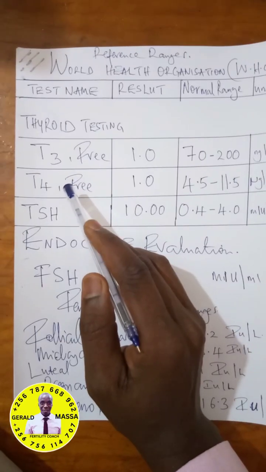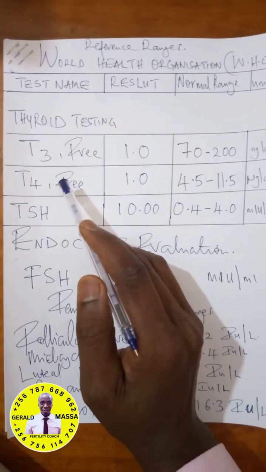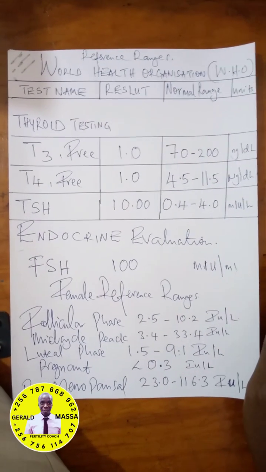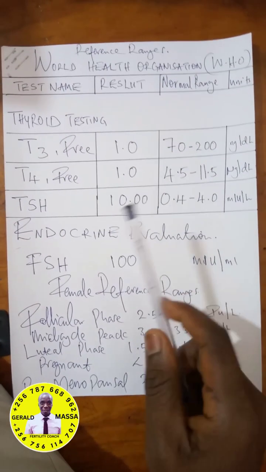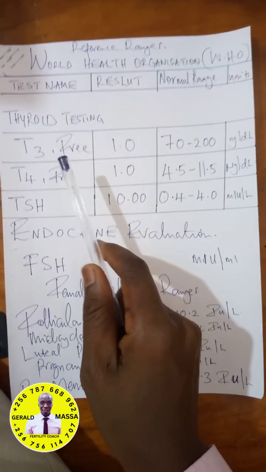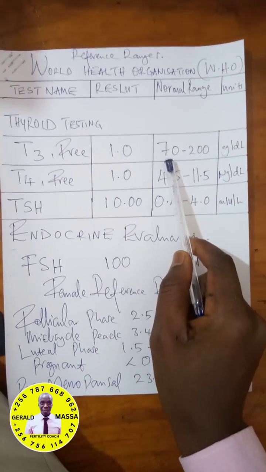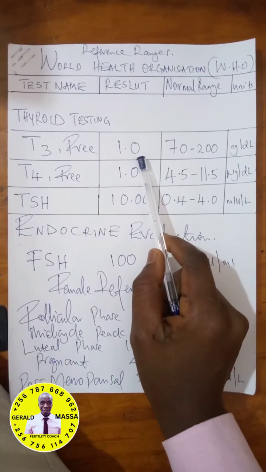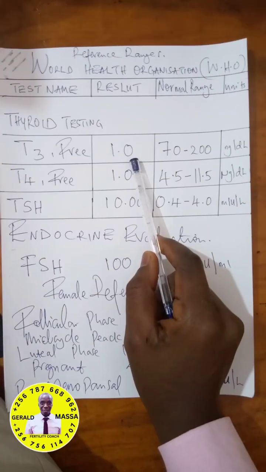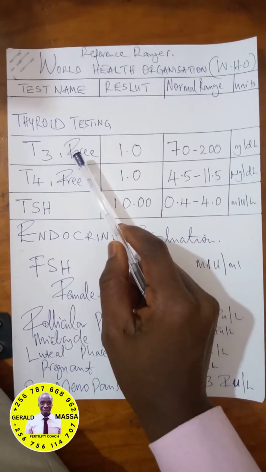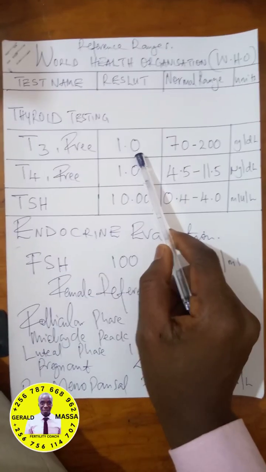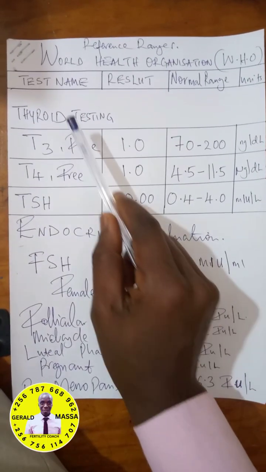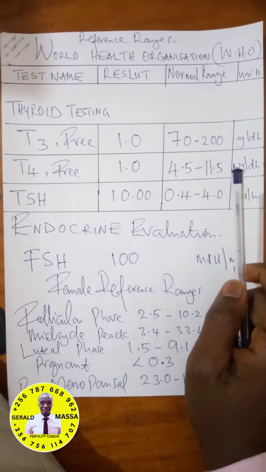The next is the T4 hormone. Thanks a lot for being patient. I was talking about T3, and I said that if the normal is supposed to be 70 up to 200, and your report has given 1.0 as the result, then it simply means that the levels of T3 hormone are very low. This means that your thyroid gland is underperforming.